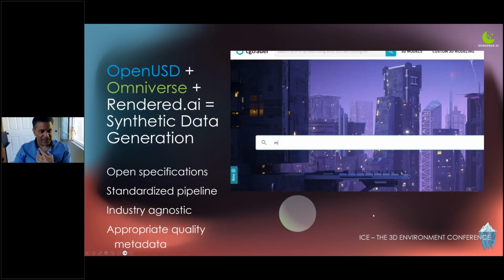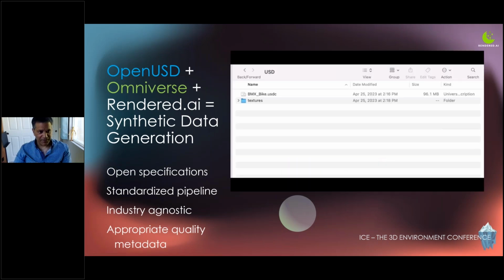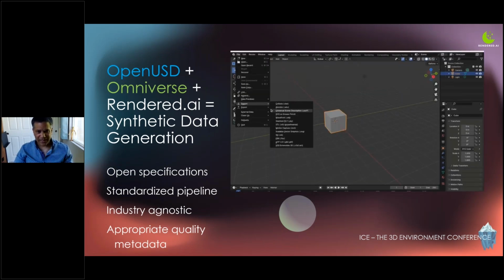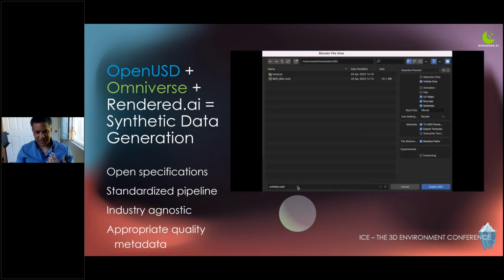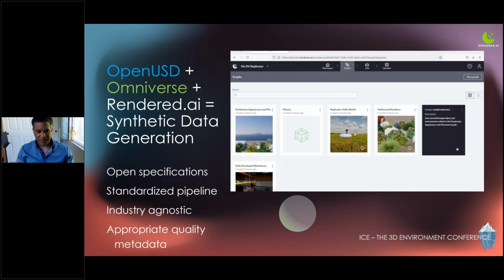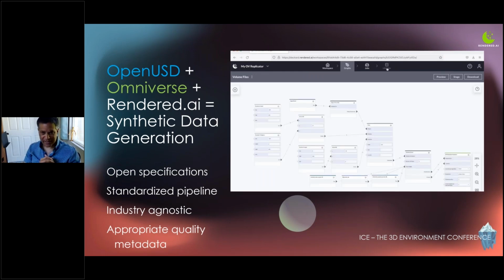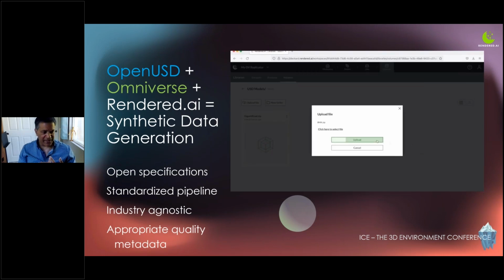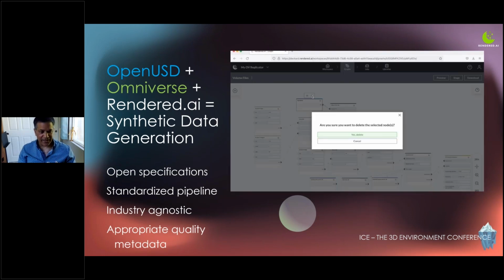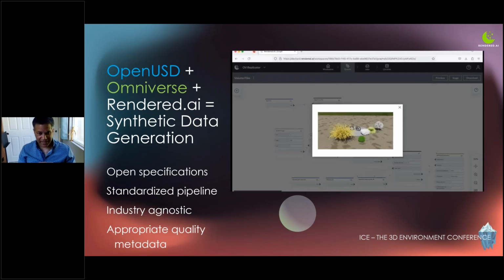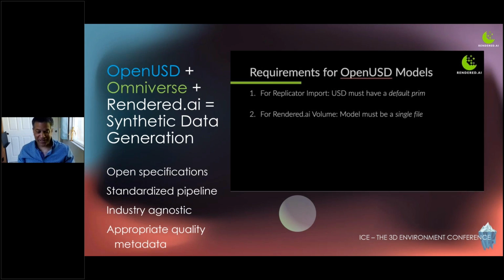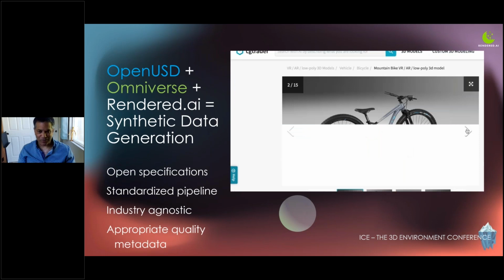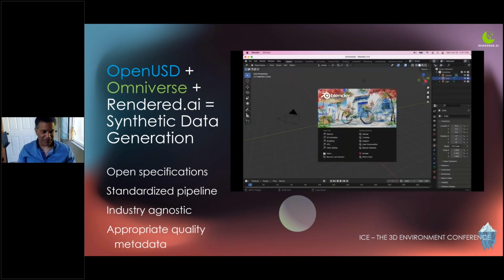For Rendered.ai, we actually do use OpenUSD and Omniverse to help us accelerate the ability to reuse assets across different simulations. And so this is just a really quick demo of somebody grabbing an asset online, doing a little bit of prep, and then using it in a synthetic data channel inside the Rendered.ai UI. So we typically rely on open specifications and open technologies like Omniverse to accelerate and magnify our ability to do cool things as a small company.